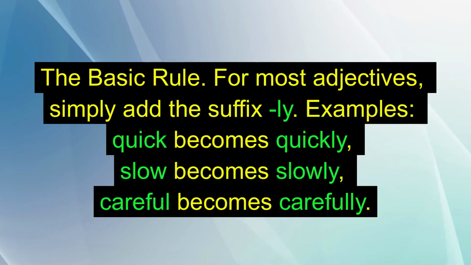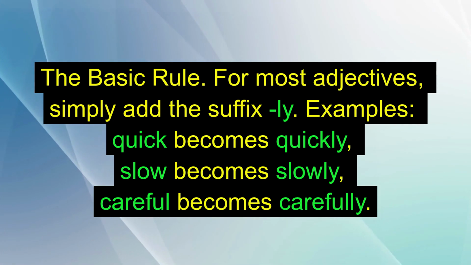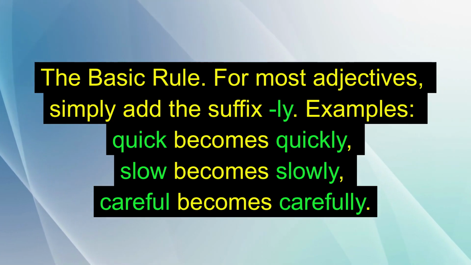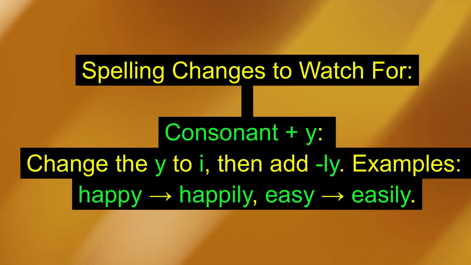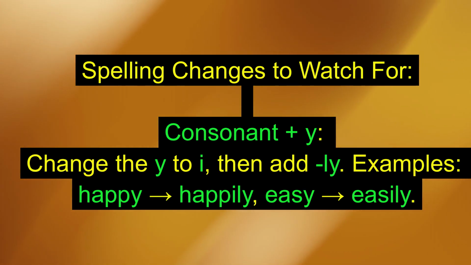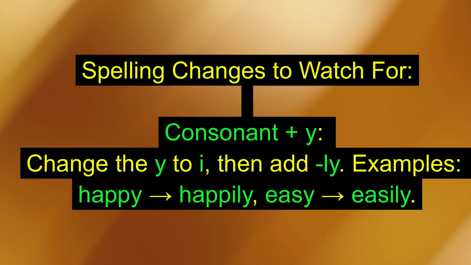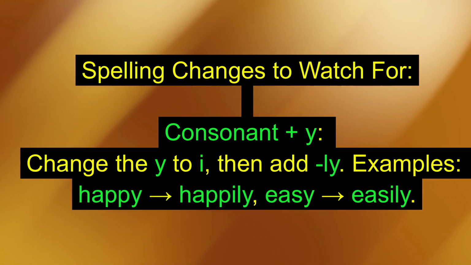The basic rule: for most adjectives, simply add the suffix ly. Examples: quick becomes quickly, slow becomes slowly, careful becomes carefully. Spelling changes to watch for. Consonant plus y, change the y to i, then add ly. Examples: happy, happily, easy, easily.